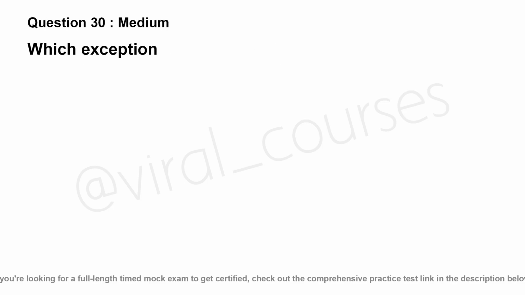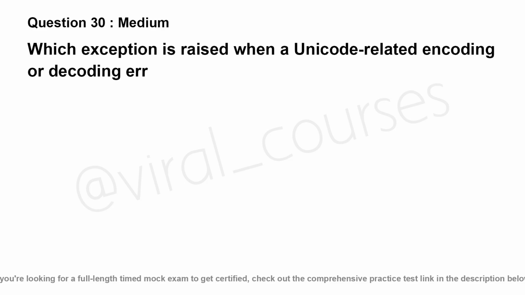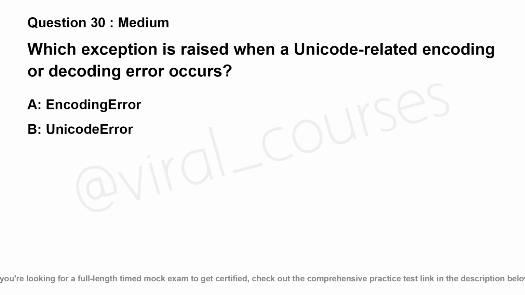Which exception is raised when a Unicode-related encoding or decoding error occurs? Option A, EncodingError. Option B, UnicodeError. Option C, DecodingError. Option D, StringError.